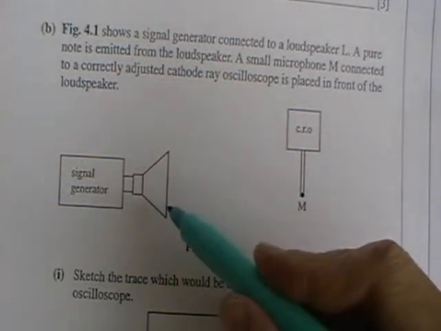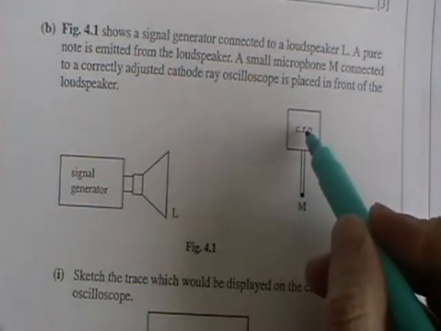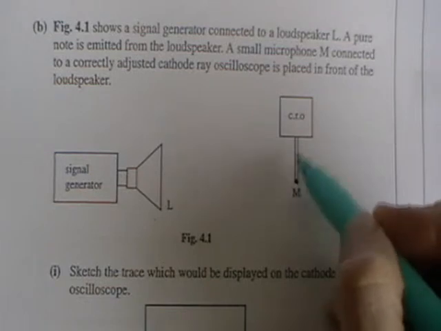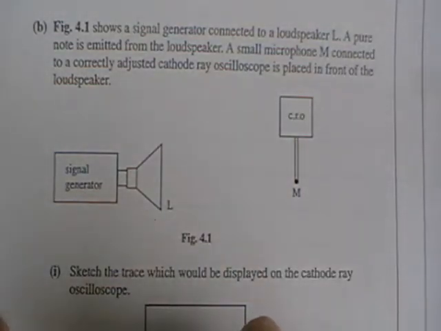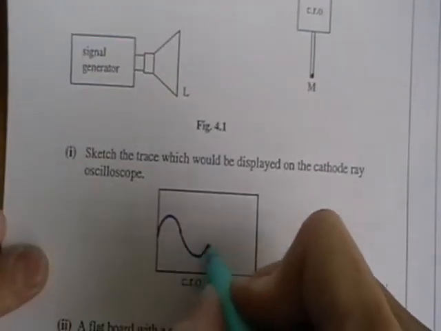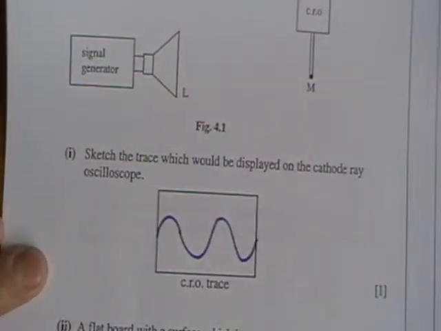So because the sound is a wave, the microphone transmits a voltage to the cathode ray oscilloscope and it displays it as a voltage. So it picks up the sound and transmits it as a voltage. And that voltage will come up as a sine wave like that.